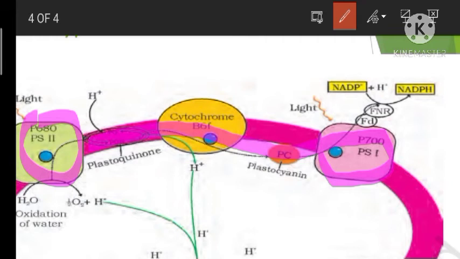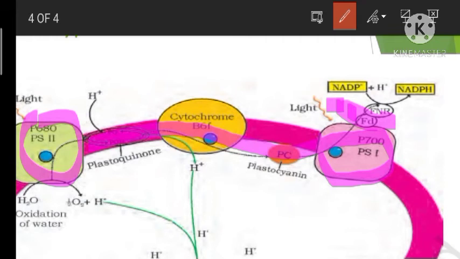Okay, and the enzyme which is used for the reduction of NADP to NADPH and H+ is the NADP reductase enzyme, and it is located on the stroma side of the membrane. So this is the stroma side. So here, what is present? The NADP reductase enzyme is present.